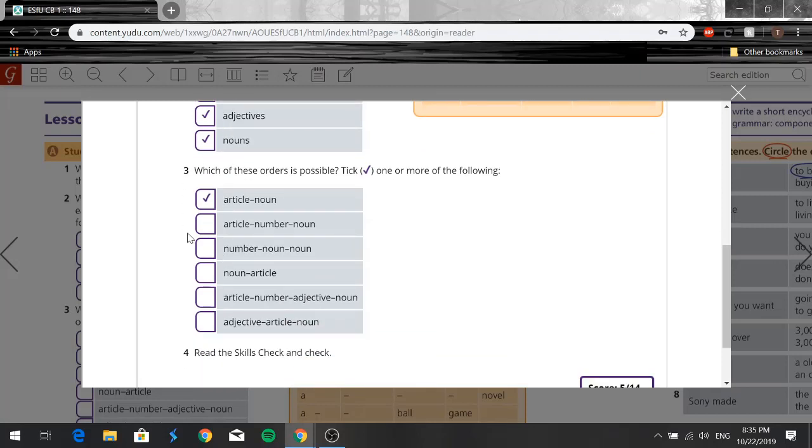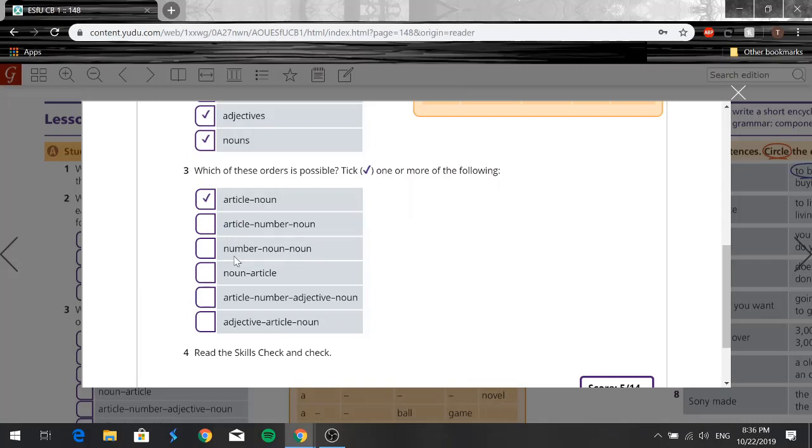But let's go to 2 here, you guys. Article plus number and noun. So if I say a 550 million, it doesn't make sense, right? It's not grammatically correct. So I cannot use an article and then a number and then a noun, at least not in this style, okay? So this will not be chosen. And then let's go to number 3.